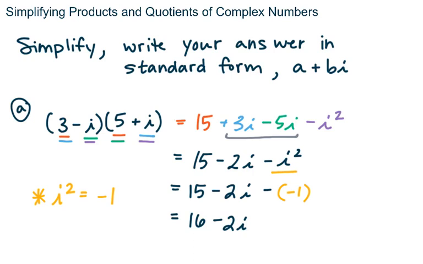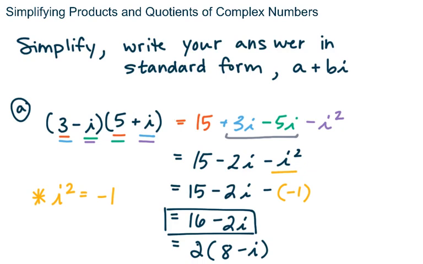And of course, this is fine as our final answer, but thinking ahead and remembering that we always want to factor, we can notice there's a GCF of 2, and that leaves me with 8 minus i. So either of these would be acceptable. 16 minus 2i is fine, but 2 times the quantity 8 minus i, that's my completely factored form. All right, let's look at another example.